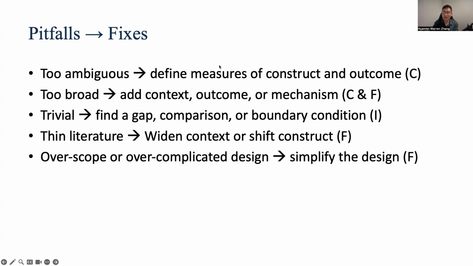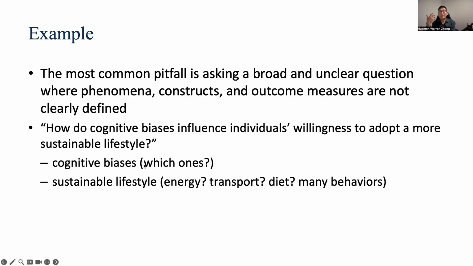This seems to be quite abstract. Let me just give you one example so that you are able to understand what do I mean by too broad, too ambiguous, and how to fix this corresponding issue. The most common pitfall of posing a research question is asking a broad and unclear question where phenomena, constructs, and outcome measures are not clearly defined. Right, so here is just one example. How do cognitive biases influence individuals' willingness to adopt a more sustainable lifestyle?